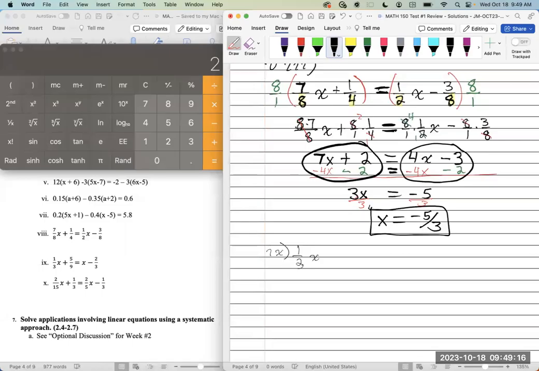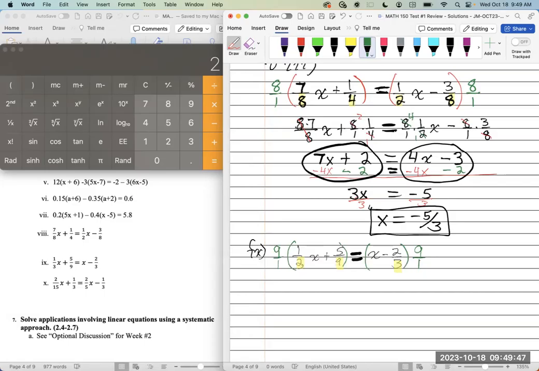1/3 x plus 5/9 is the same thing as x minus 2/3. Give myself a little more space to show what we're doing on both sides of the equation. Looking at my denominators, 3, 9, and 3. If I multiply both sides by 9, I will no longer have fractions.